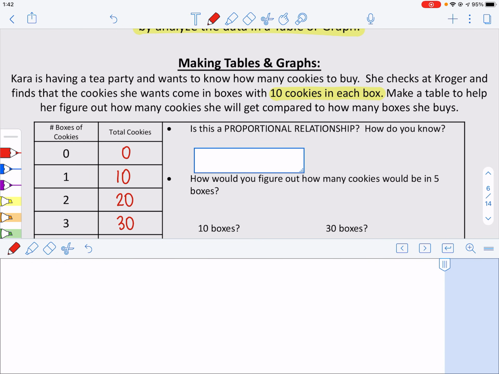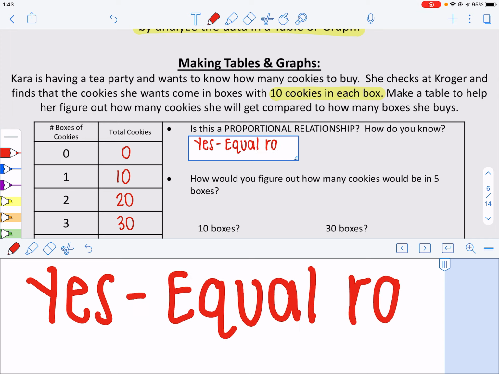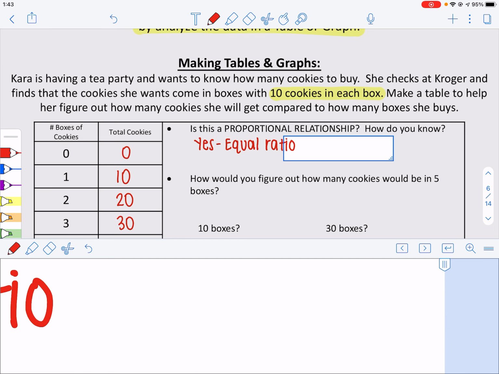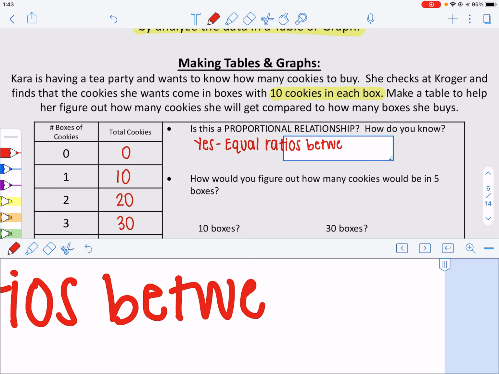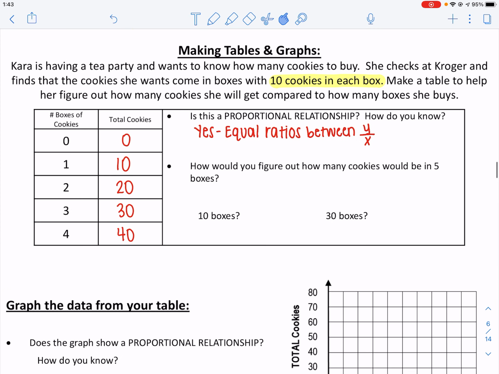And similar to how we talked about unit rates last class period, this is a proportional relationship because there are equal ratios, or fractions. A ratio is just a fancy way of saying fractions. Equal ratios between y and x. And just like when we looked at unit rates in tables and graphs, we always did y divided by x.